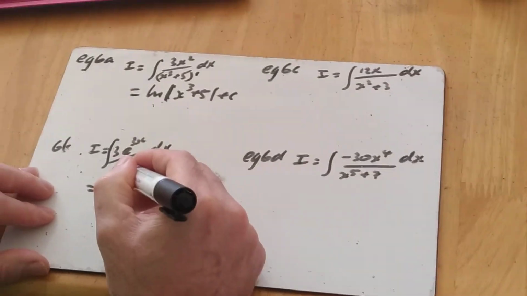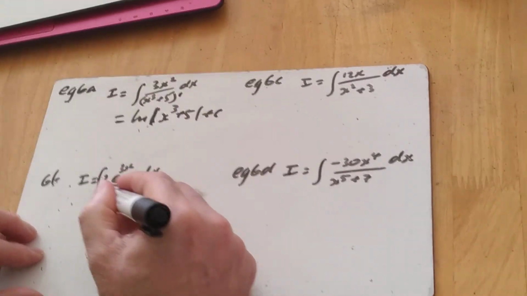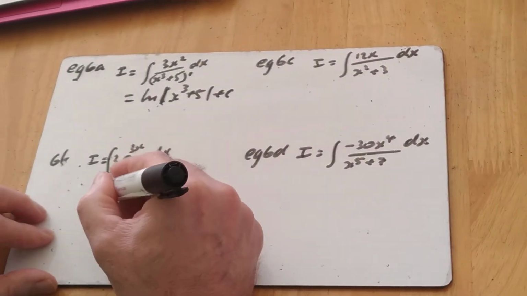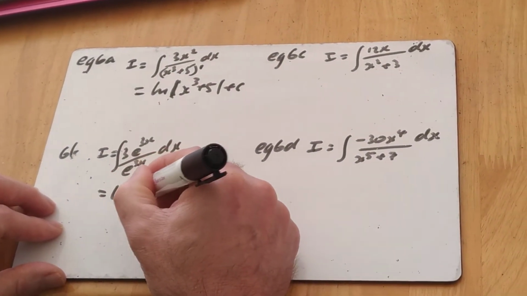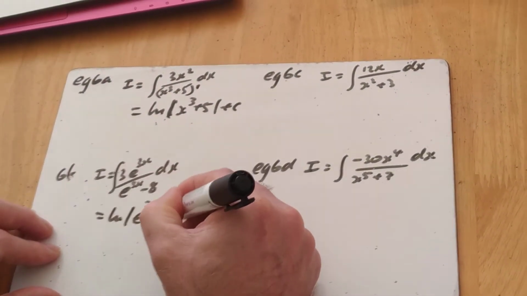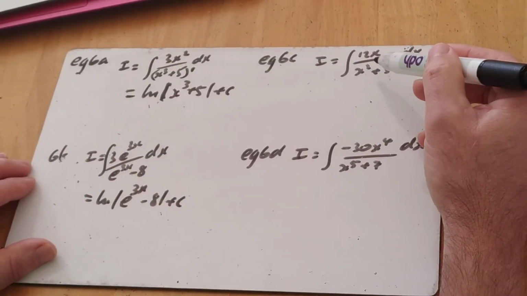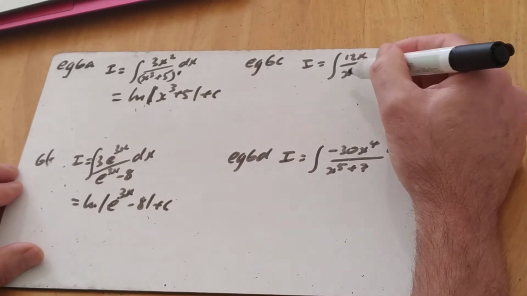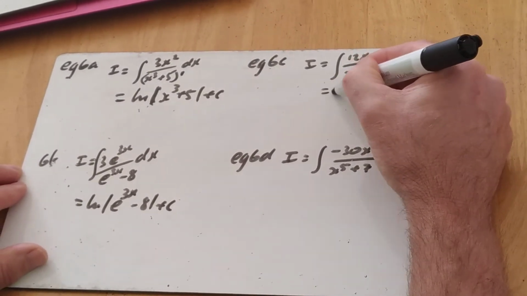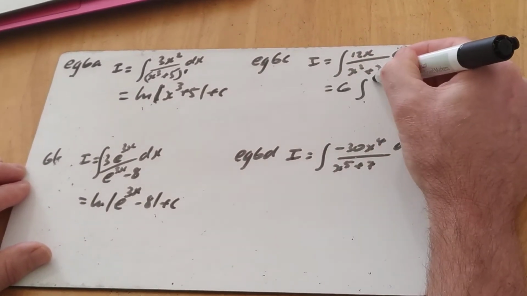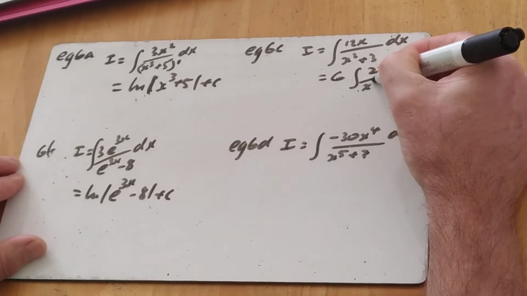Is the top the exact differential of the bottom? Yes, because the differential of e to the 3x is 3 e to the 3x. So I can say it's ln mod e to the 3x minus 8 plus c. This isn't exact, but we're only out by a constant. The differential at the bottom is 2x, so it's not a bad idea to write it as 6 times the integral of 2x over x squared plus 3.